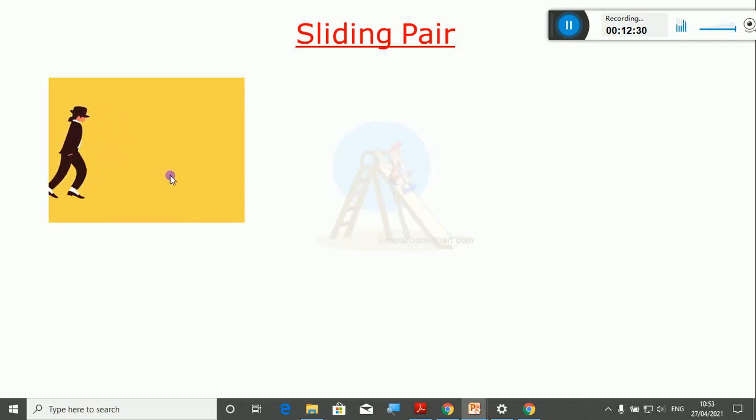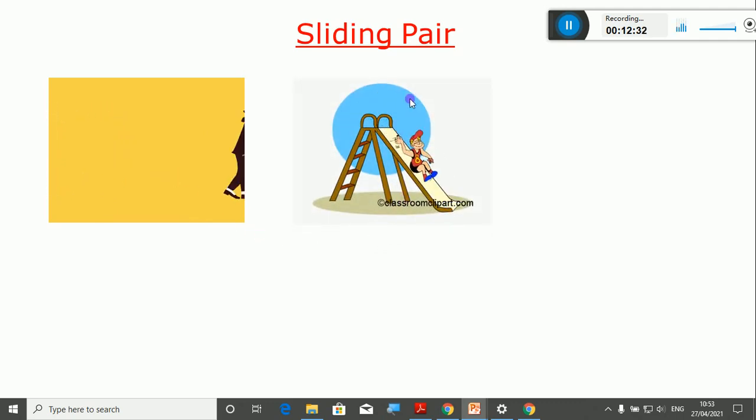One more example: he is sliding, no? In the first image also, he is sliding. He is not rolling at all. With respect to the earth's surface, he is sliding in a backward direction. In the second case also, this kid is sliding in a downward direction. He is not rolling at all, he is not turning at all.